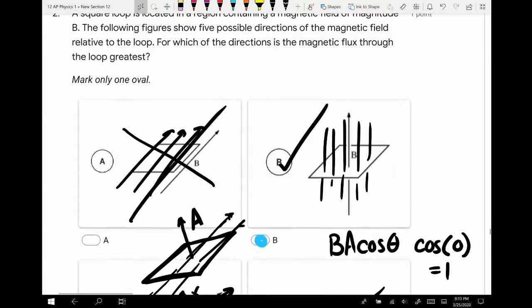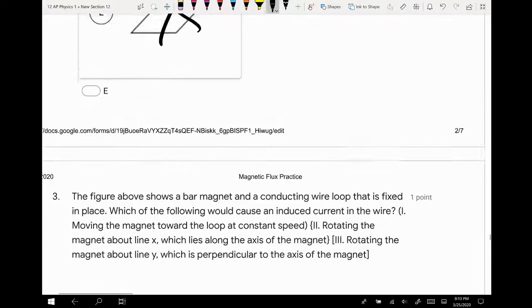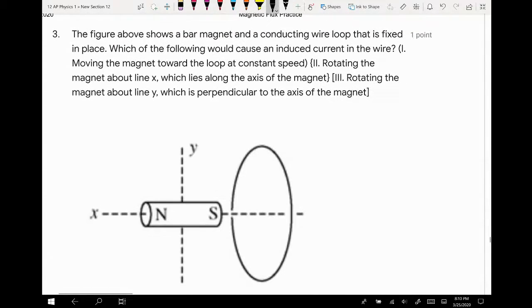The amount of magnetic flux through will be maximized if we're capturing the most magnetic field in that area. The figure below shows a bar magnet and a conducting wire loop that is fixed in place. Which of the following would cause an induced current in the wire?